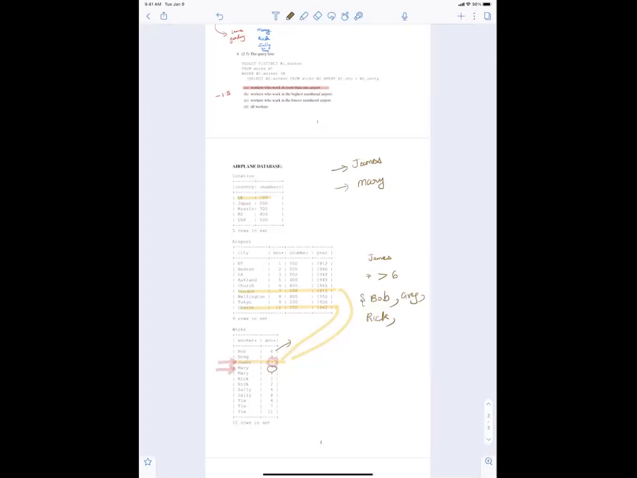Okay, is that okay? Because I think I made a mistake on the options. I should have looked and said workers who work in exactly one airport too. So I'll go back and check this out. Sorry about that.